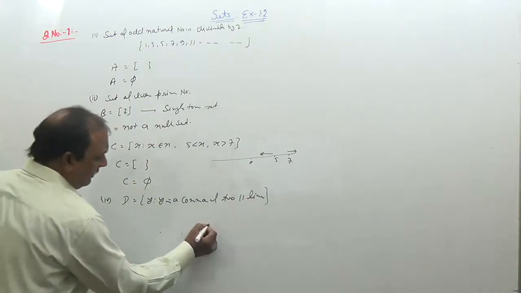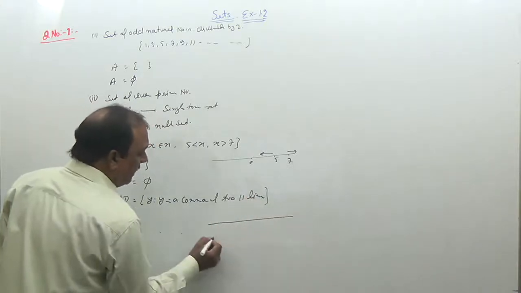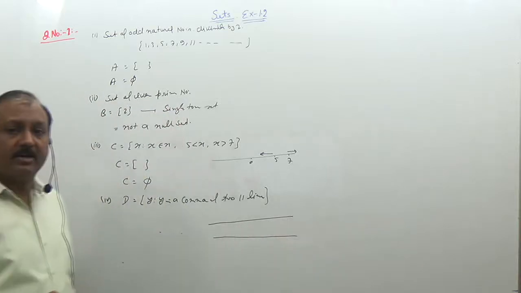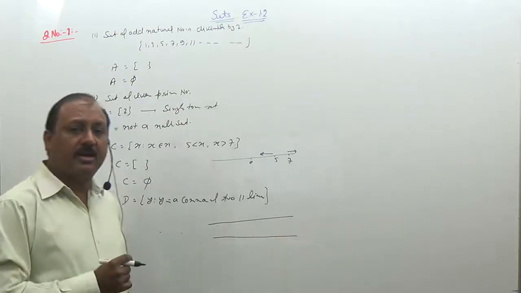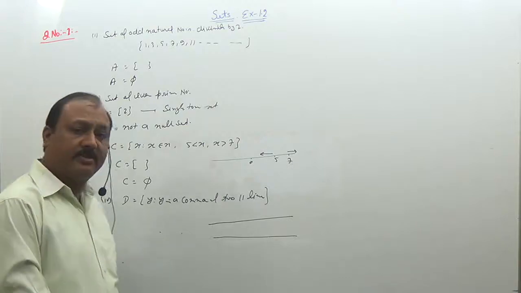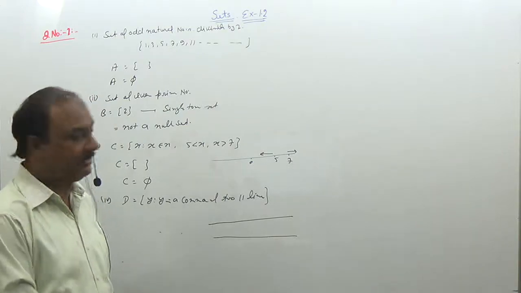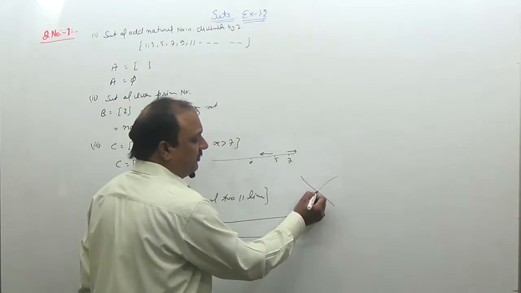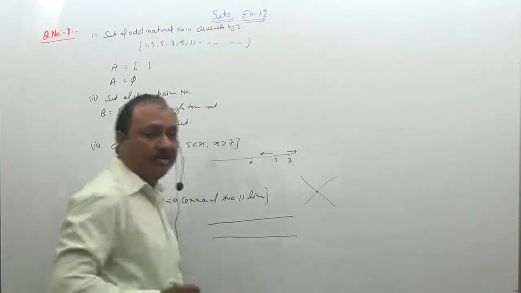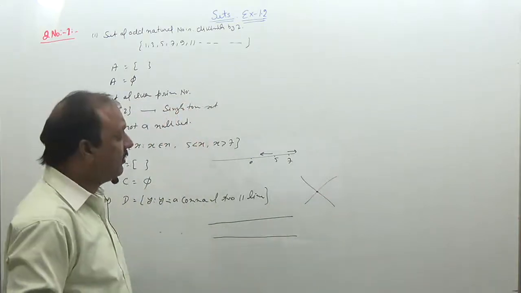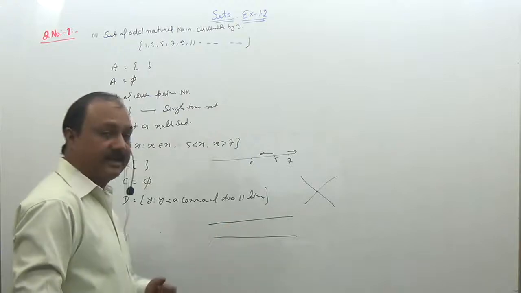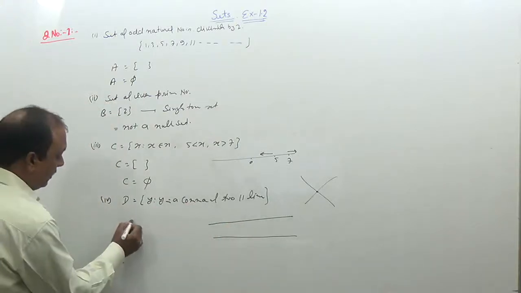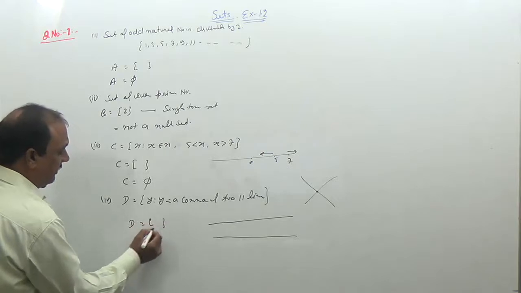We know that, let us suppose these are the two parallel lines. And we know that the common point of the two lines is the point of intersection. Because when two lines intersect each other, this one is called the common point. So a common point can exist only when the lines are intersecting, and we know that two parallel lines cannot intersect anywhere. So D is the empty set.